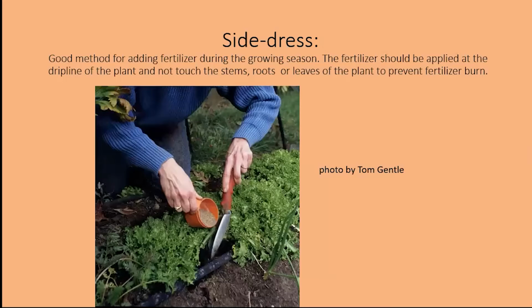Perhaps you see as the season goes along that some of your plants aren't doing as well. You want to add some fertilizer. Side dressing is a good method. Here you can see she is putting some fertilizer in along the drip line, avoiding very carefully to not allow any onto the leaves or the stems or even onto the roots. Just scratch it in lightly.